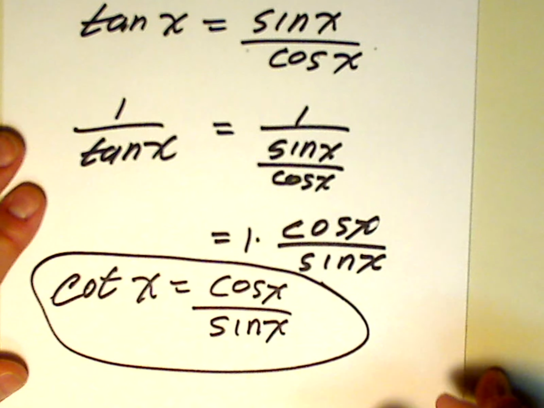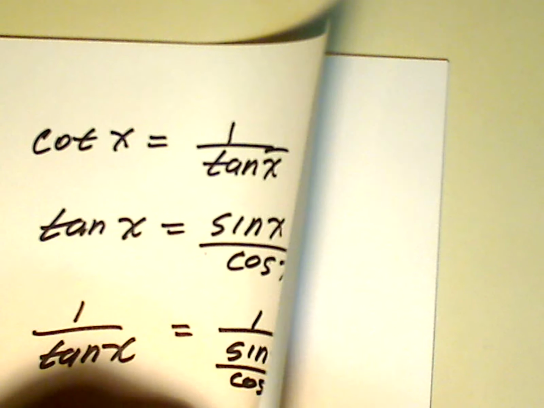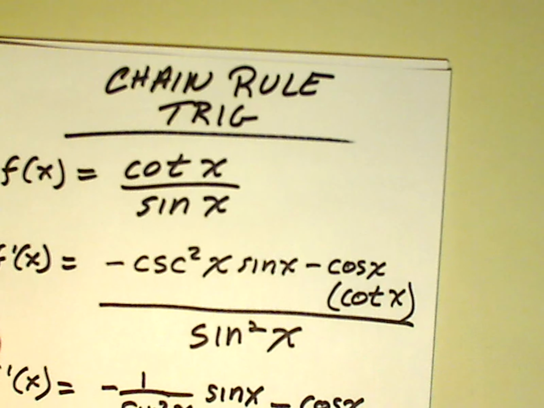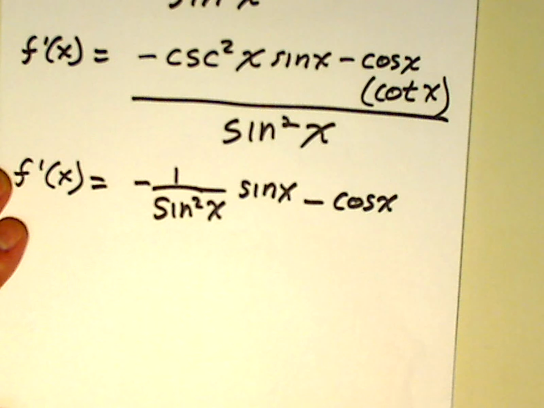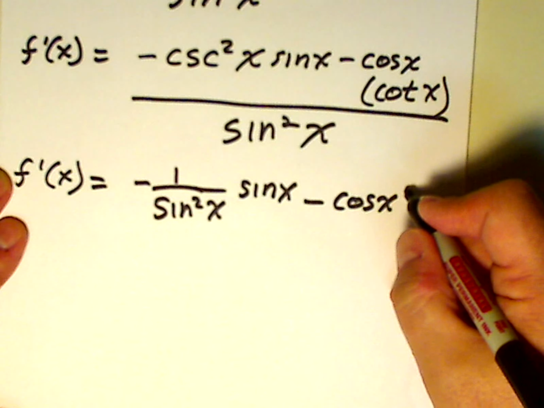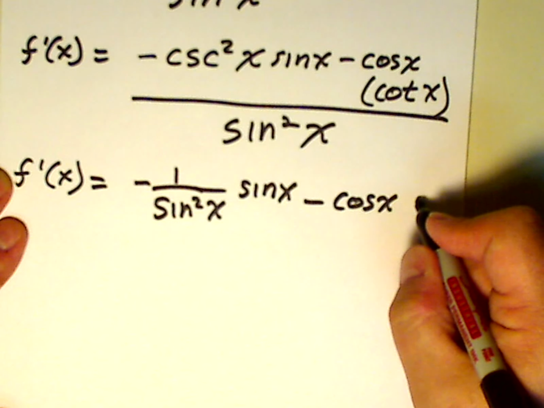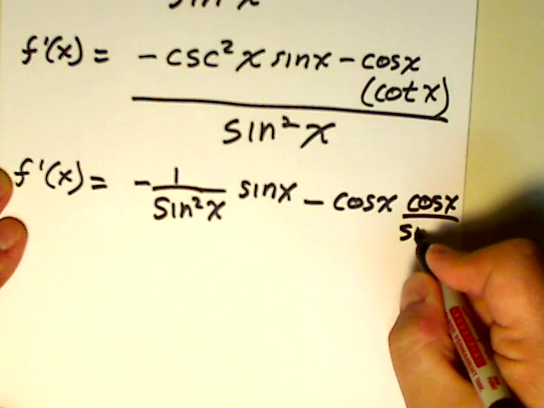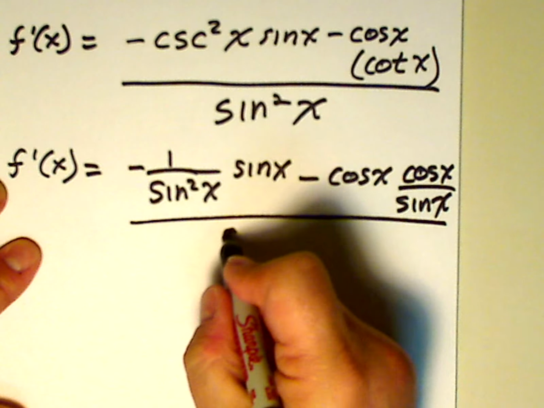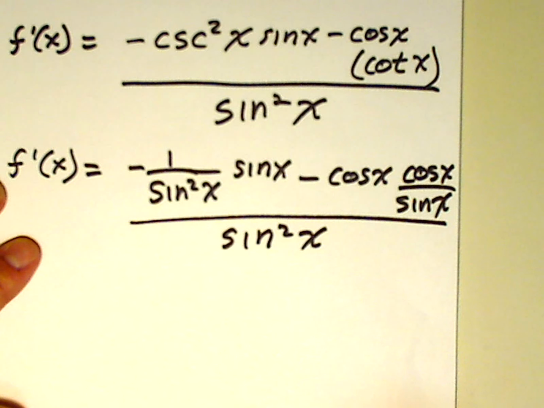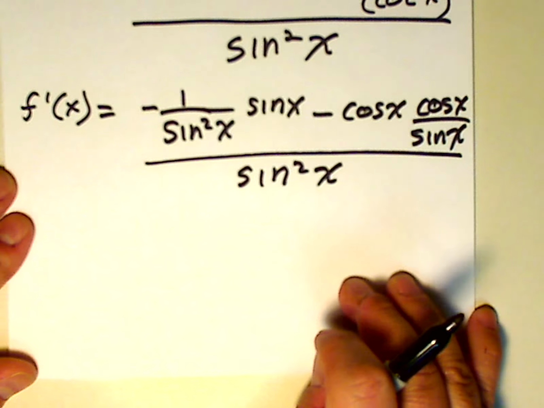Okay? So I'm going to use that fact and make a little substitution here. So here's where we were. And I was multiplying this by cotangent x. Therefore, I'm going to multiply it by cosine x over sine x. Okay? And everything's divided by sine squared x.